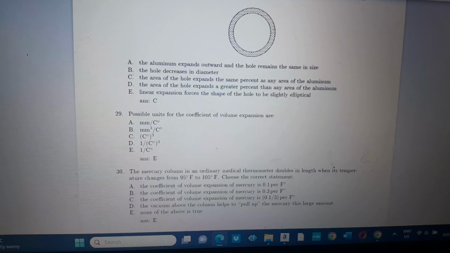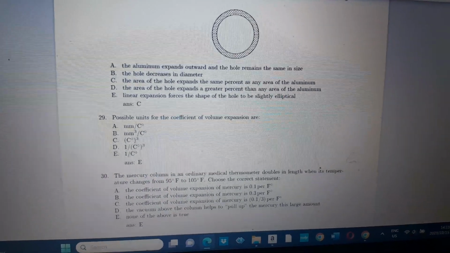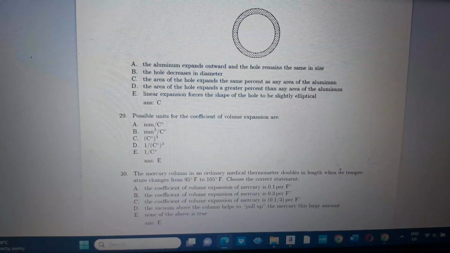Possible units for the coefficient of volume expansion are E, 1/degrees Celsius.